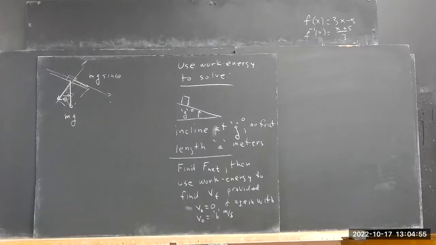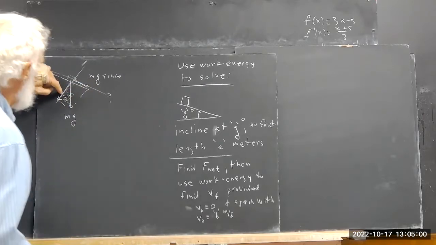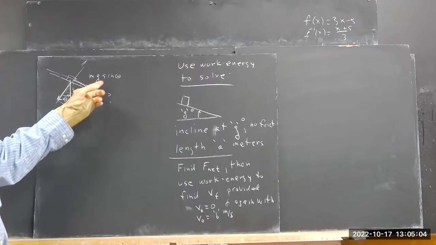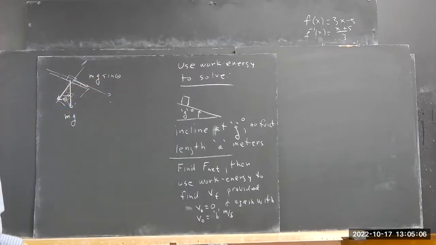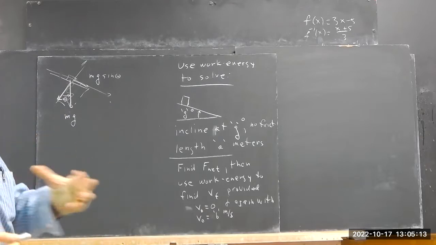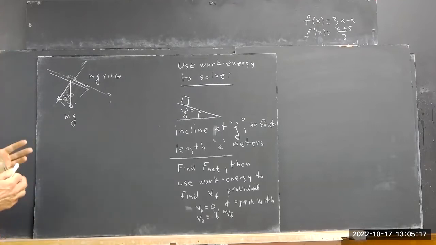Straightforward right angle trigonometry. Alternatively, you could measure your angle around here, it'd be 270 degrees plus theta. And then you could do mg cosine theta here, and mg sine theta here, and the plus and minus signs would be taken care of. And sometimes you want to do that, especially when the plus and minus signs get a little confusing. You should be able to do it either way.